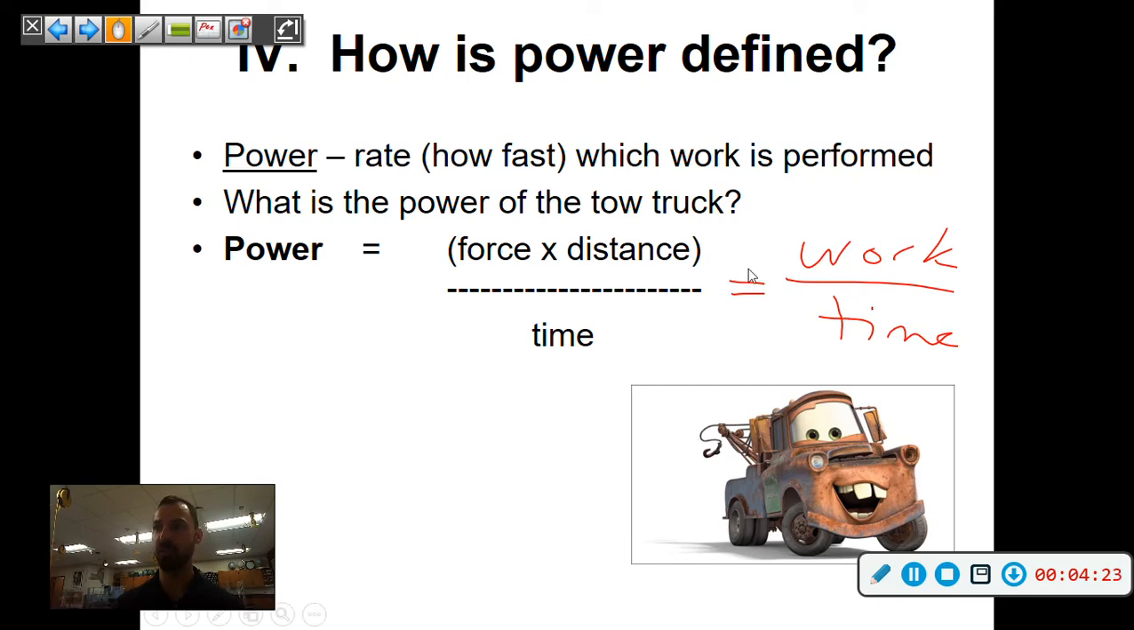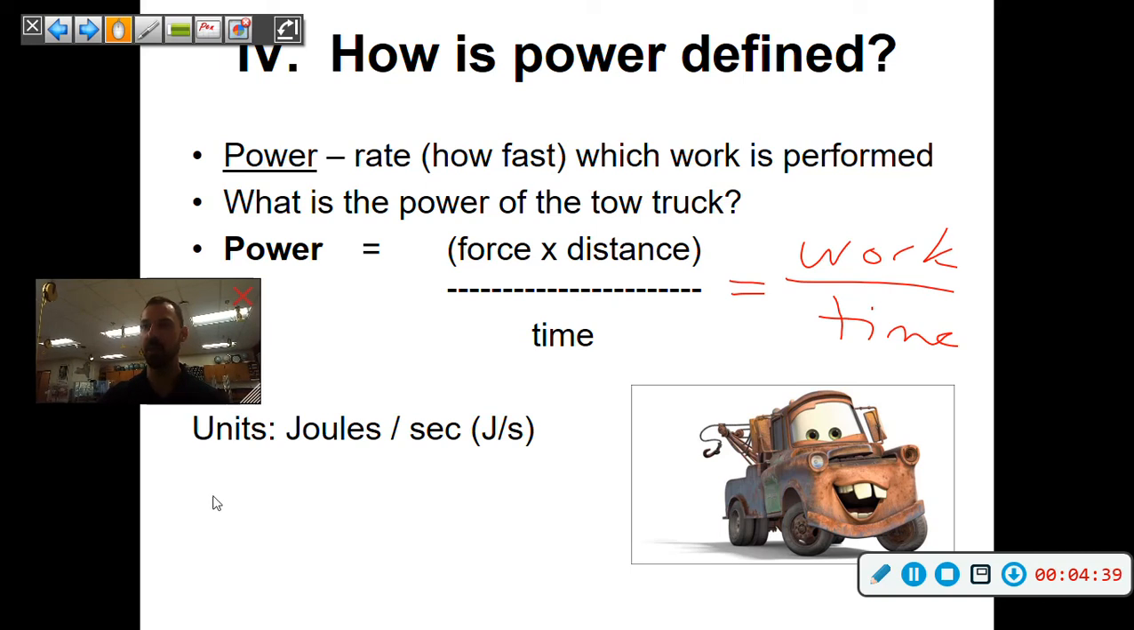So these are two forms of the formula. Depending on what they give you in the problem, you'll sometimes use this formula, force times distance divided by time, or if they give you work directly, you just do work divided by time. One thing that's important though is making sure the units are in the correct things when doing the calculation.